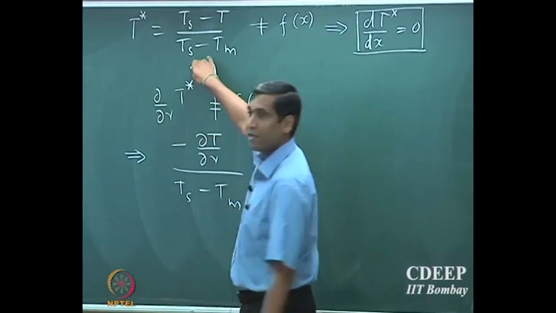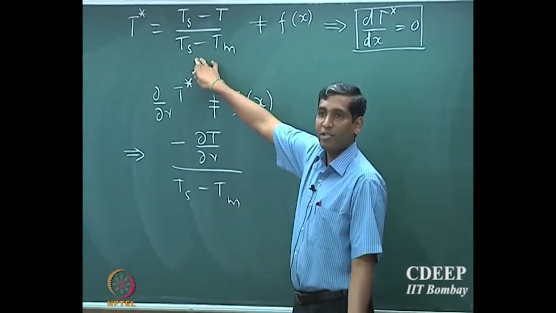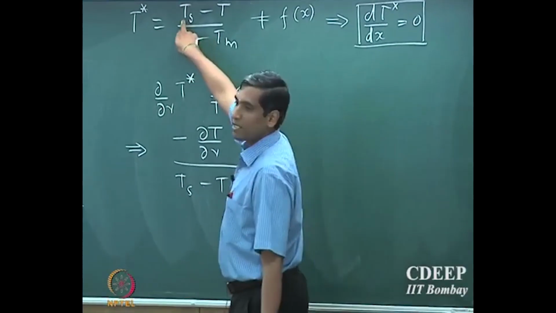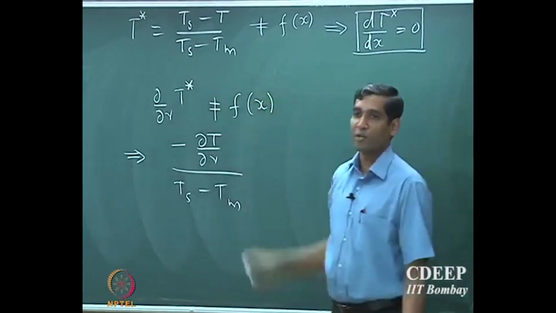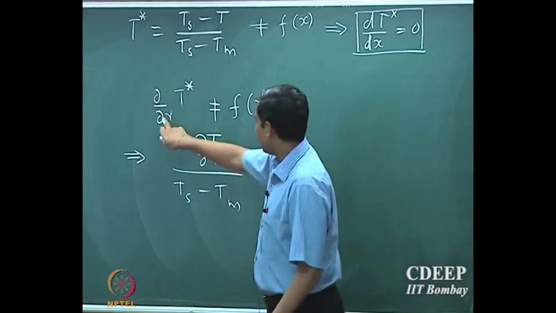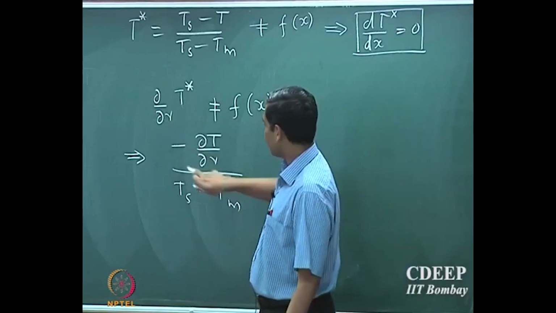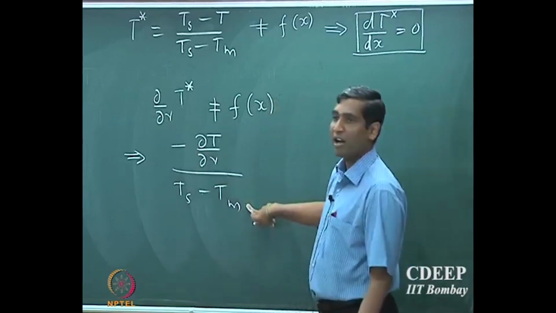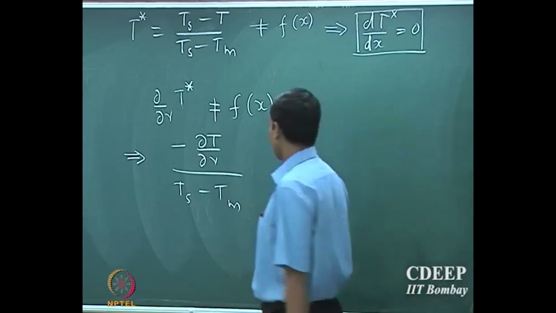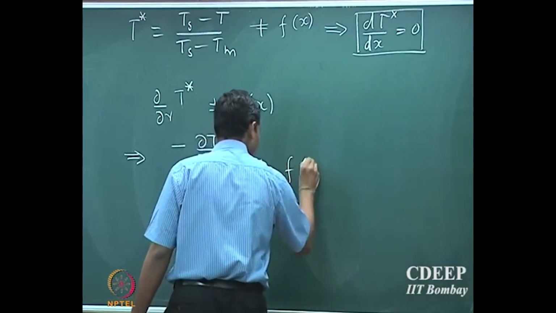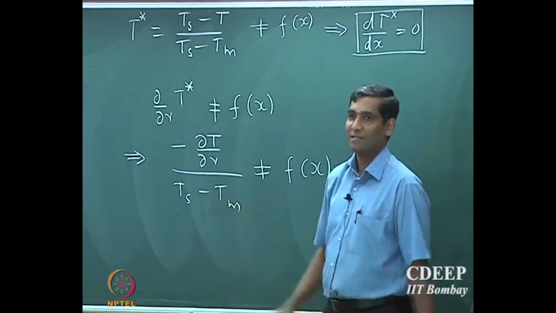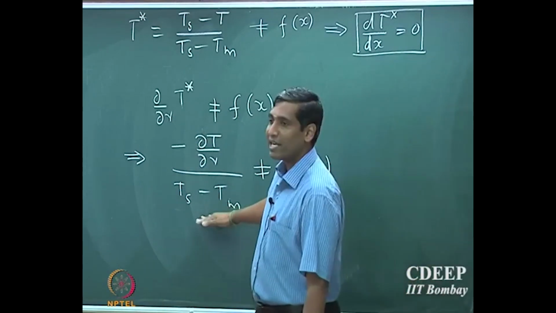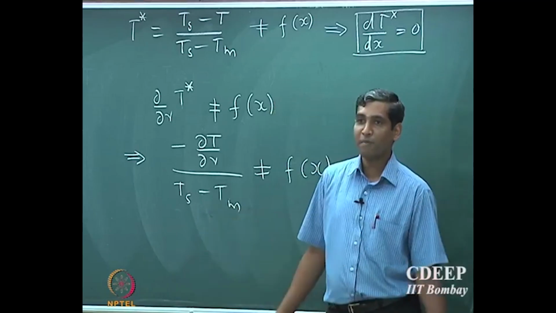So now dT star by dr is nothing but minus dT by dr divided by Ts minus Tm. So all I have done is I have differentiated the dimensionless quantity, okay. Ts is not a function of radial position and Ts and Tm both are not functions of radial position. So dT star by dr is nothing but minus dT by dr divided by Ts minus Tm. So that's not a function of the axial position. What is this form? What is this ratio minus dT by dr by Ts minus Tm?